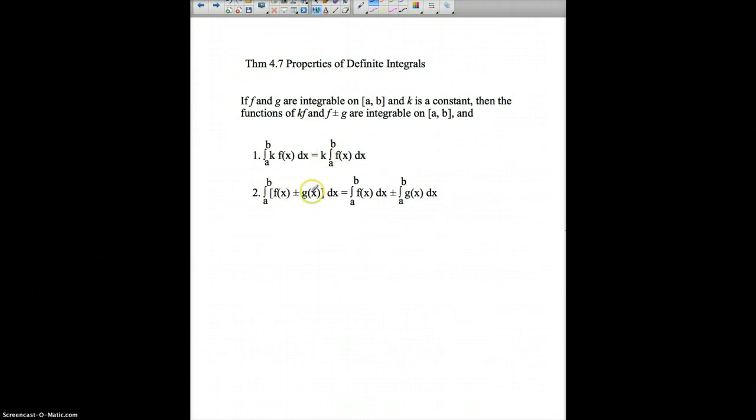Same thing with adding and subtracting. If you'd like to add two functions together and find the area between those two x values here, you can find the area of one curve and then the area of the other one, and then add the two pieces together. Or if you want to subtract the two, you can subtract them first and then find the area, or you can find the areas individually and then subtract them later. Those pieces will come in handy as we work more and more with definite integrals.